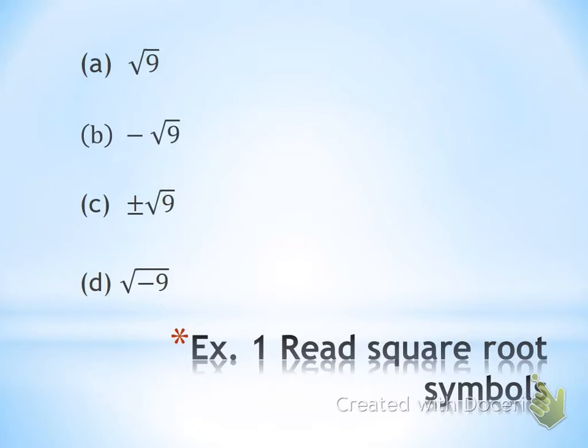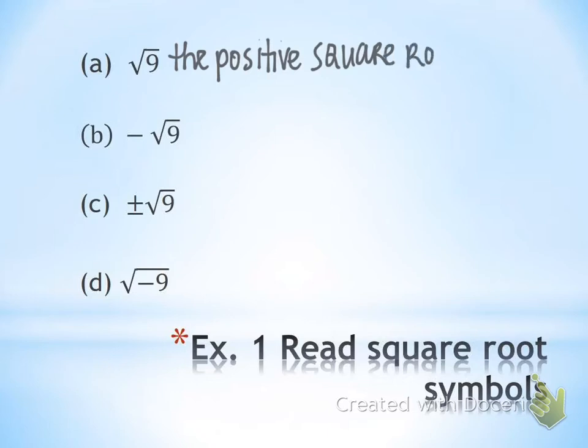But here's the trick. If the radical sign is already in my problem, so if I'm looking at letter A on example 1, the radical sign is already there. So I actually read this, and this is what I want you to write down, the positive square root of 9. If the radical is already in the original problem, then all you are giving me is the positive answer. But that is the positive square root of 9. So what is the positive square root of 9? Class, what is it? 3.